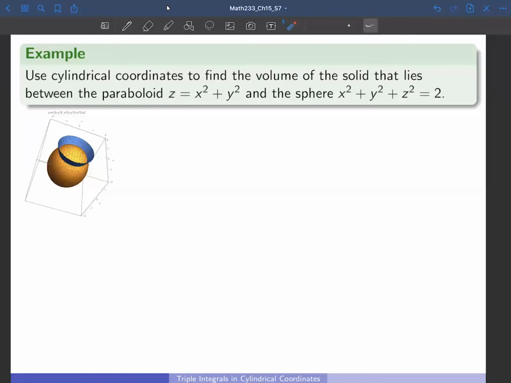In this example, it is asked to use cylindrical coordinates to find the volume of the solid that lies between the paraboloid z equals x squared plus y squared and the sphere x squared plus y squared plus z squared equals 2. From the figure, we see that we have to find the volume that lies between the sphere x squared plus y squared plus z squared equals 2 and the paraboloid that lies inside the sphere, z equals x squared plus y squared.